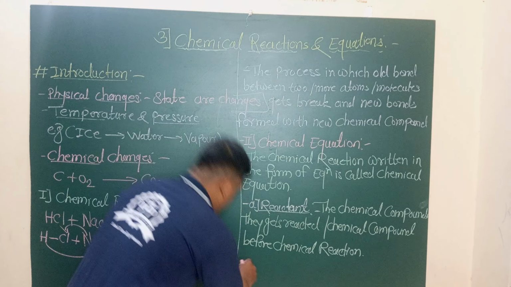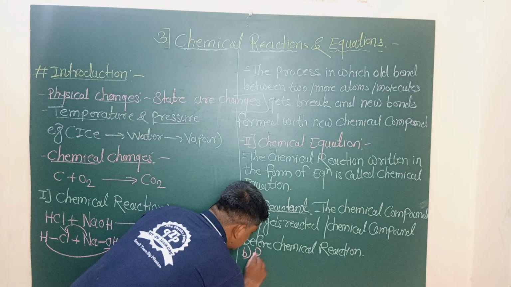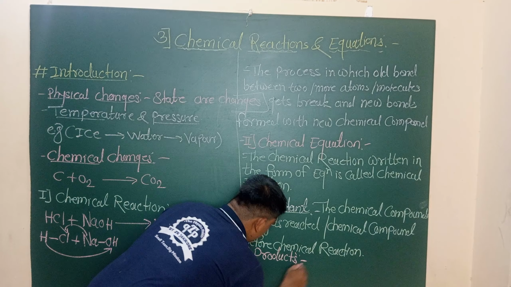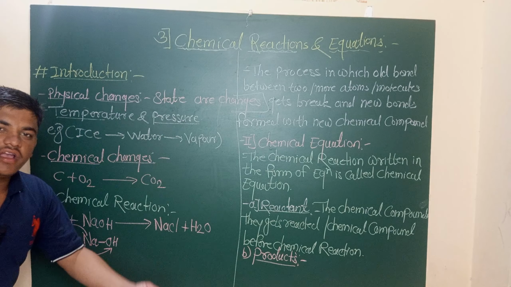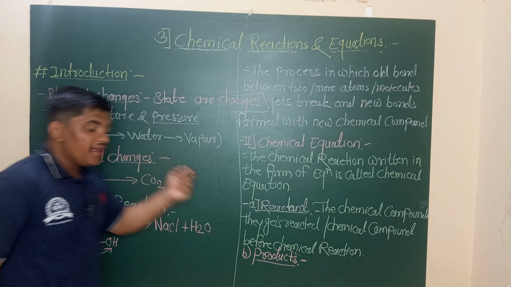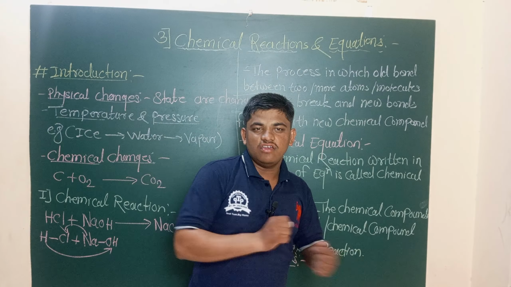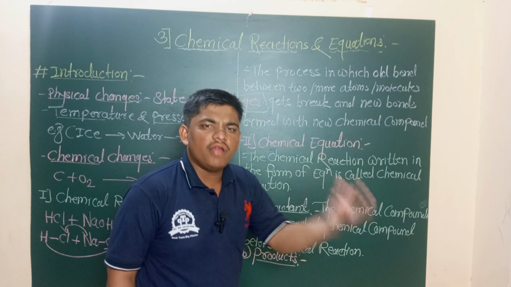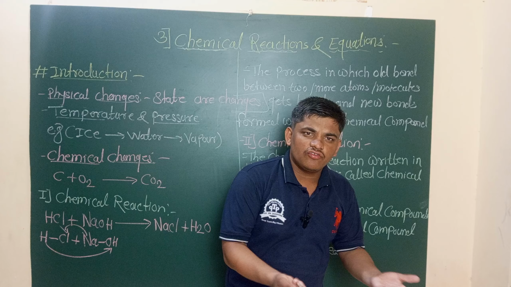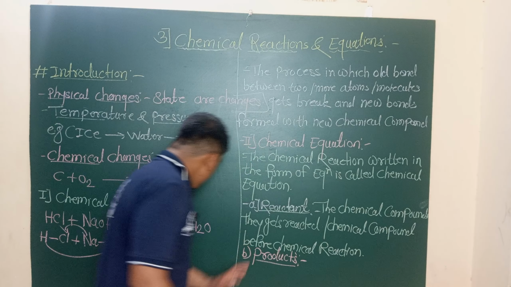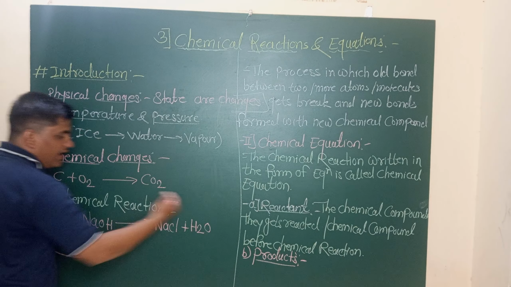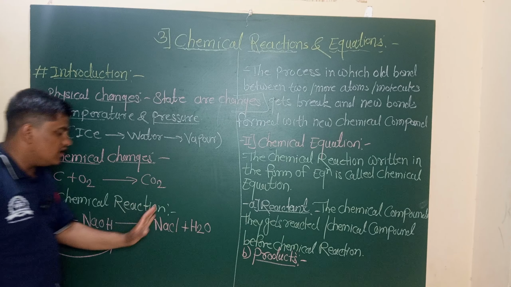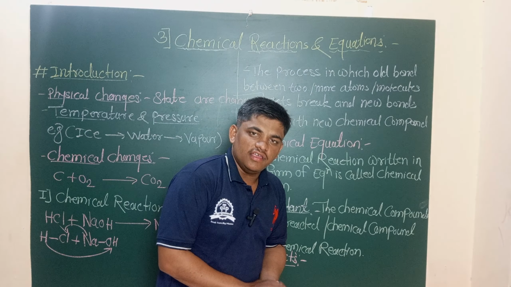The next point, B, is the product. What are the products? The new chemical compounds formed after the chemical reaction are called the products. Or the chemical compounds formed after the process are also called the product. And the product must be written on the right hand side of the chemical equation.